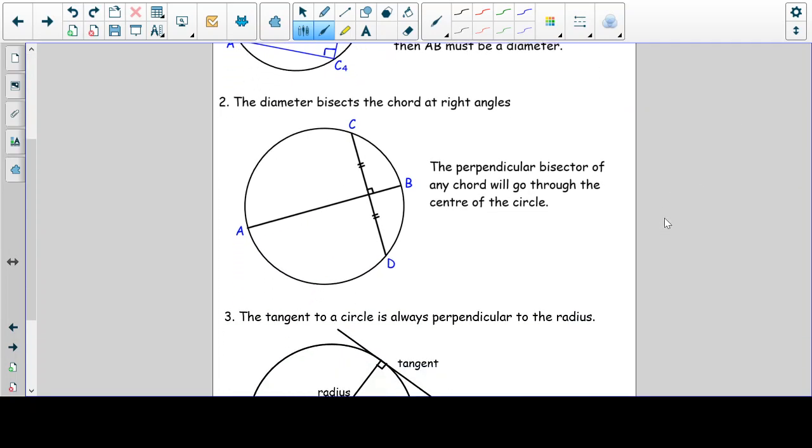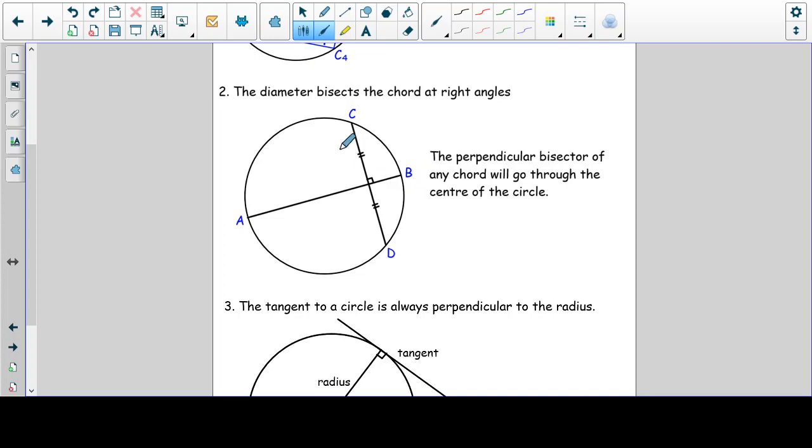Okay, another fact, this wasn't one of the circle theorems, it's just a consequence of some of them. If we have a chord, CD, so this is a chord going from one side of the circle to the other, the diameter of the circle will always bisect that if it's perpendicular to it. The perpendicular to this chord will always bisect it. So in other words, the diameter is a perpendicular bisector of the chord. And therefore, it must be going through the centre.